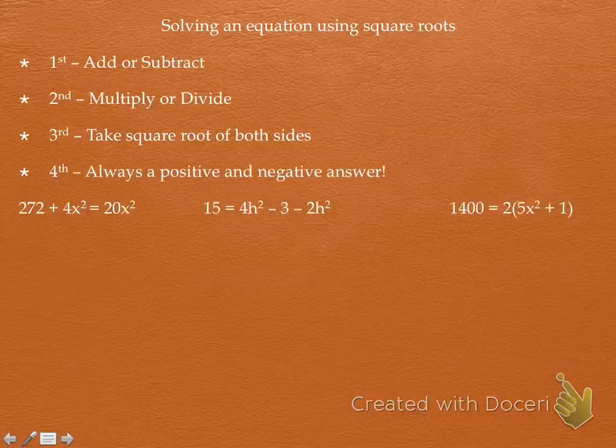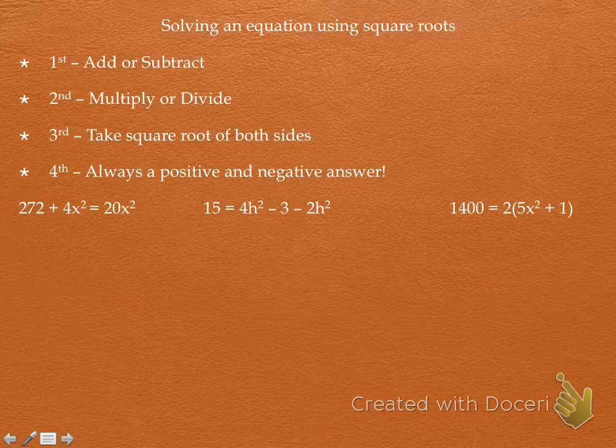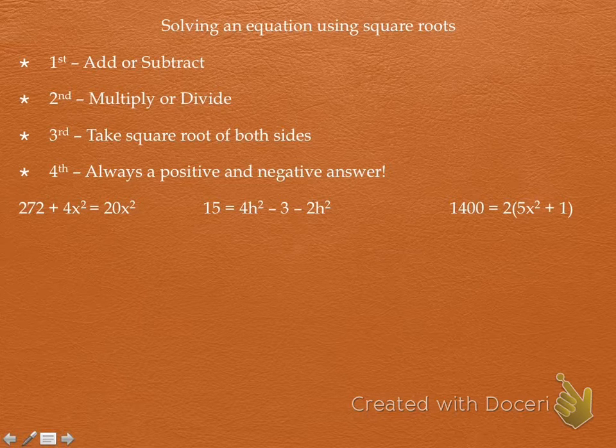So these are going to be the steps that we do. First, in these examples, the first thing I'm going to do is add or subtract to get my x squared by itself, getting my x's on the same side or combining like terms, and then moving the constant term away. Then multiply or divide. Then take the square root. The last thing will always be take the square root of both sides, and make sure I always have a positive and negative number for my answer.